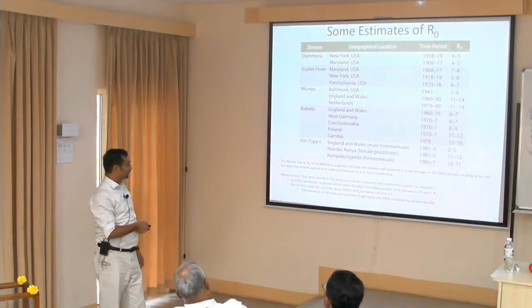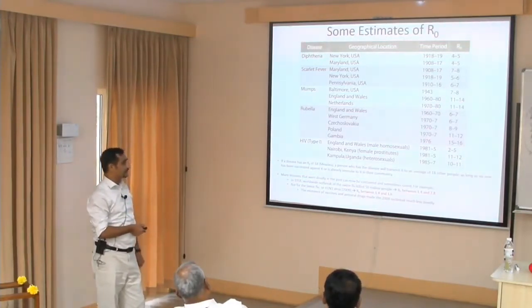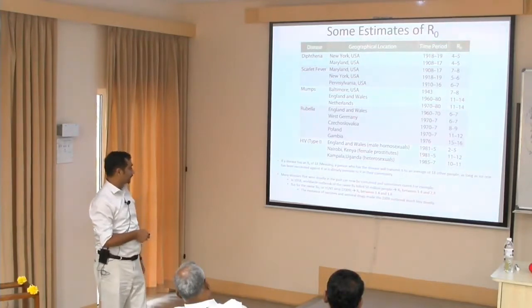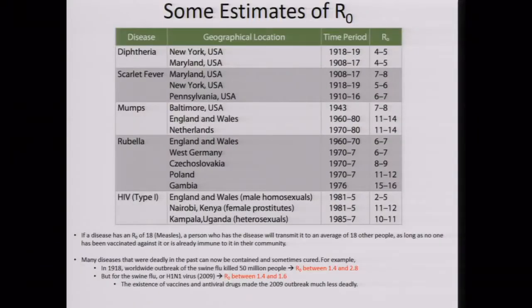In 1918, there was a swine flu outbreak which killed 15 million people. It was a major outbreak of flu, and its R0 was roughly between 1.4 and 2.8.